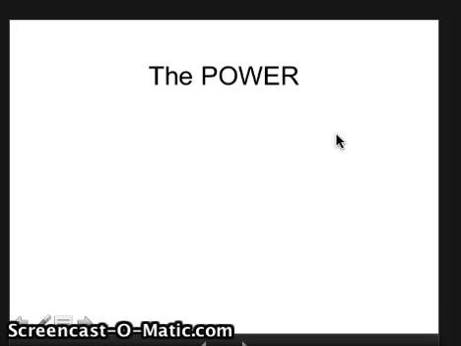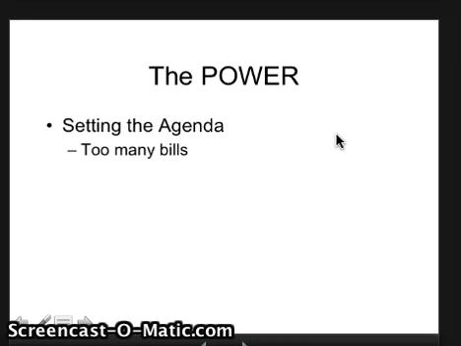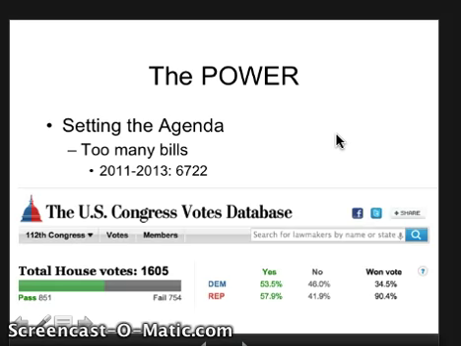If you're a member of Congress, the power comes from being able to set the agenda. The fact is there are too many bills, and so they get introduced every year. What we can see here between 2011 and 2013, 6,722 bills have been introduced. There's not enough time to debate them, to write on them, and to get them done. So while all these bills have been introduced, only 1,605 have been actually voted on. And of those, only 851 got passed.